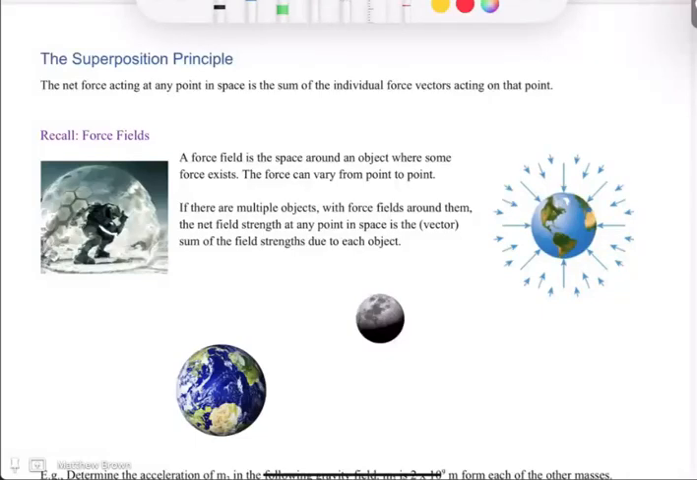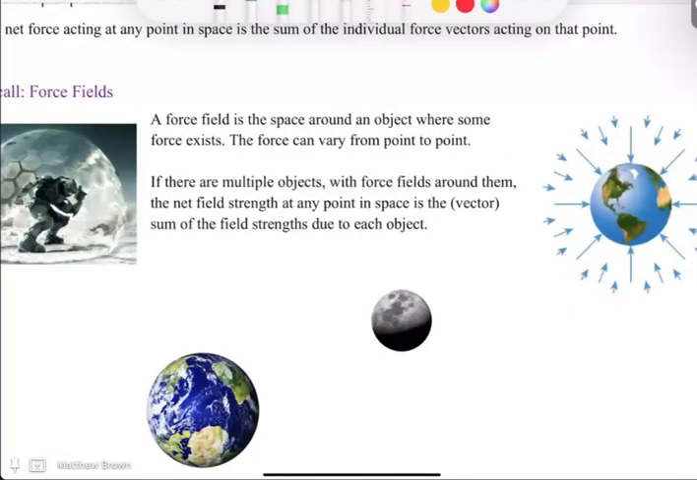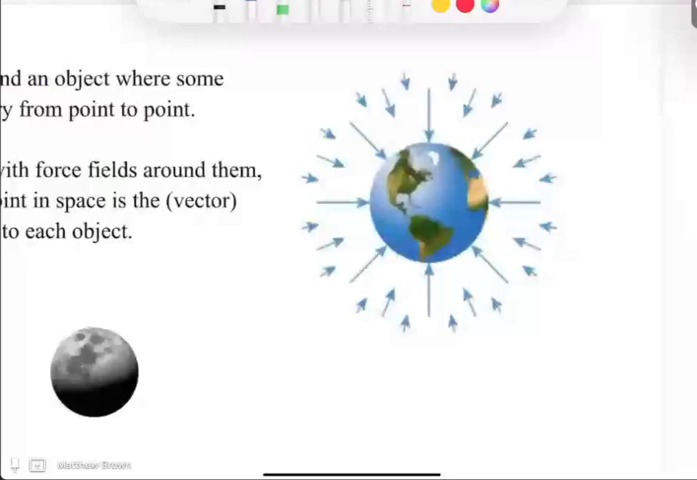So if there are multiple objects with force fields around them, the net field strength at any point in space is, and I just put that vector in brackets there to emphasize that it is a vector, the sum of the field strengths due to each object, right? And do remember, when we talked about force fields, here's just another one of the Earth. Remember, we were drawing the arrows a little bit longer as we got closer to the Earth to represent the fact that as you move closer, the field strength got stronger, right?